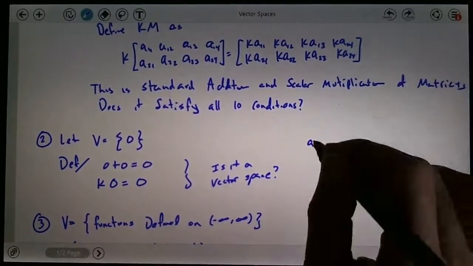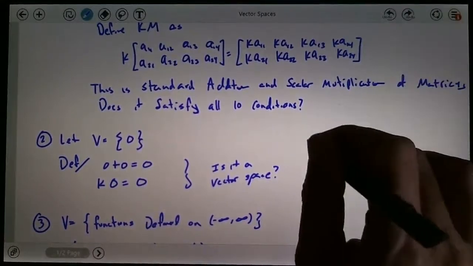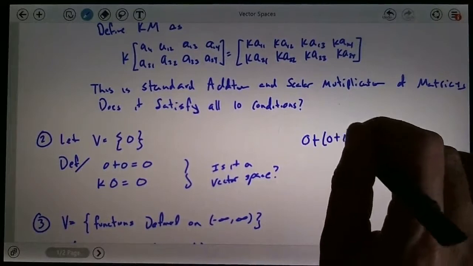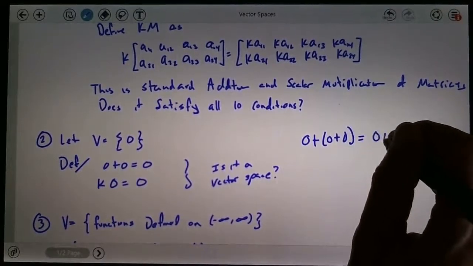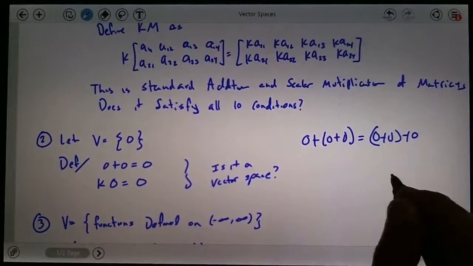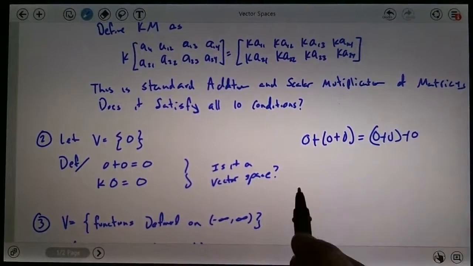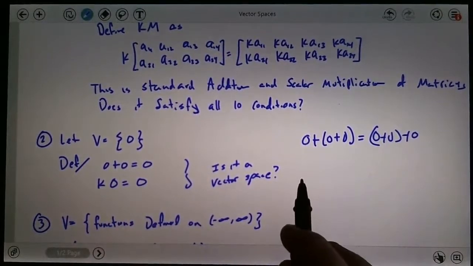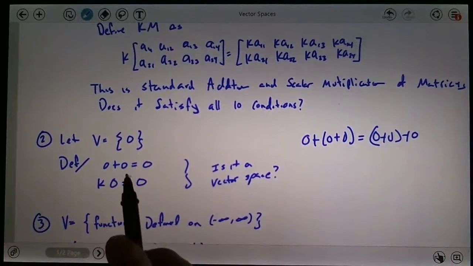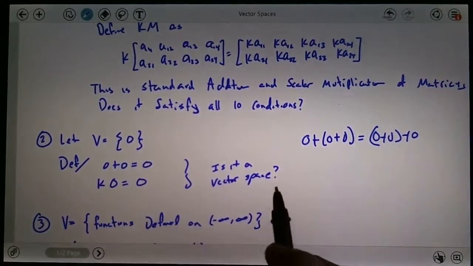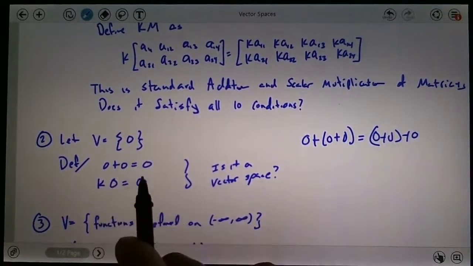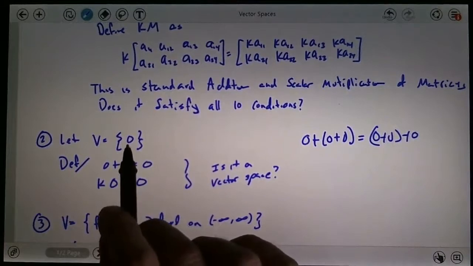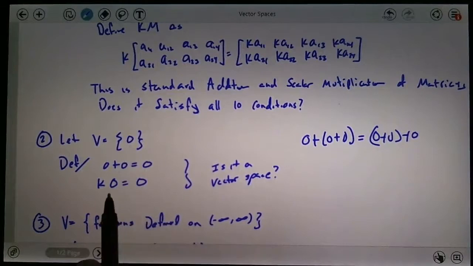Is 0 plus 0 plus 0 equal to 0 plus 0 plus 0? Yes, it is. It's all equal to 0 on either side. Is there a 0 element? Yes, there's a 0 element. Are there additive inverses? Yes, everything in here. Well, there's only one thing in there. It's its own additive inverse.